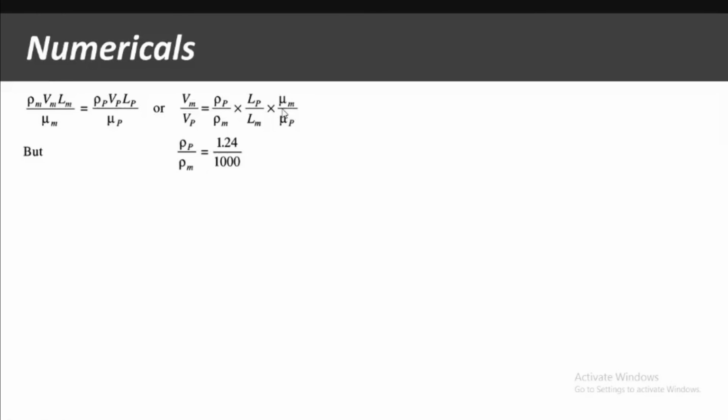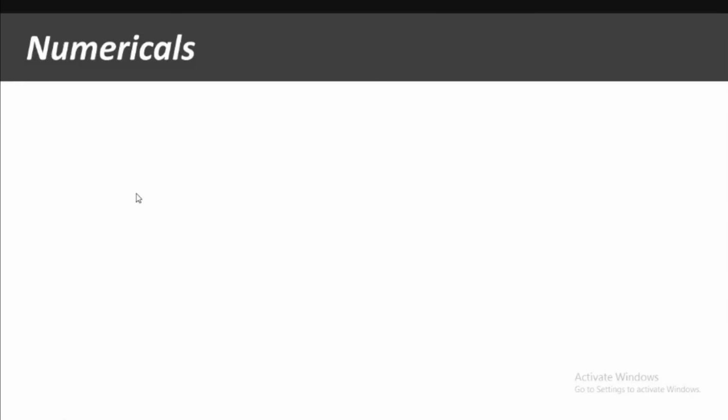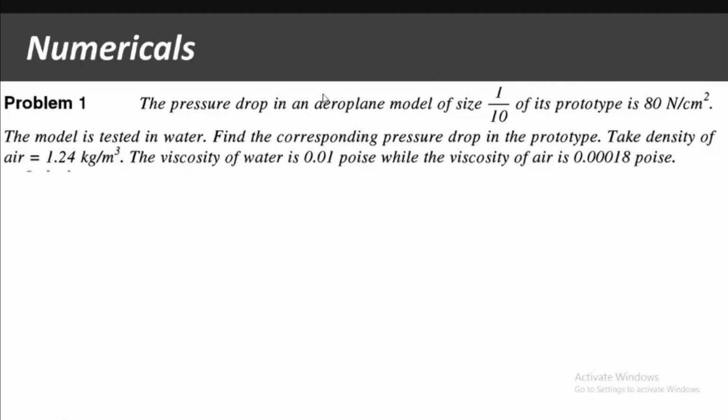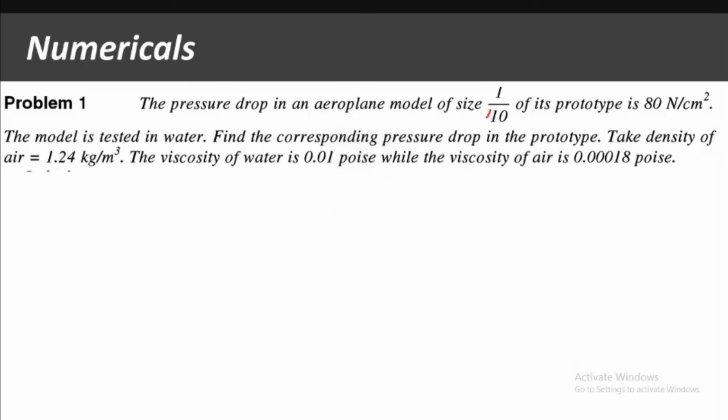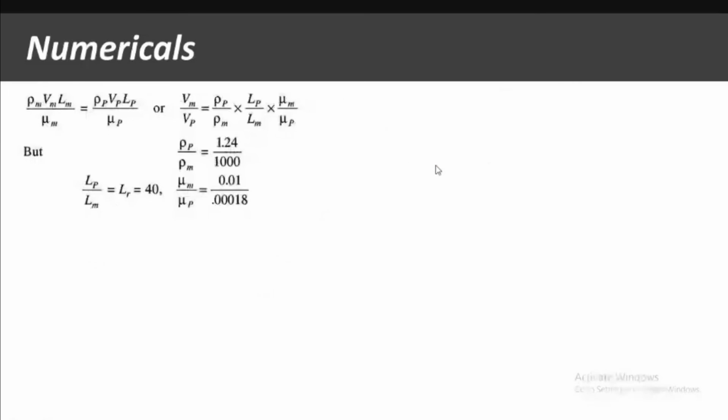Okay, so rho p by rho m is 1.02 divided by 1000. Similarly, length ratio, okay, 40 is given. I think there is a mistake here in the problem. Okay, in the problem it was 1/40. Make one correction, because in the problem 40 is used everywhere, so here it was probably 1/40. Okay, so length ratio is 40.